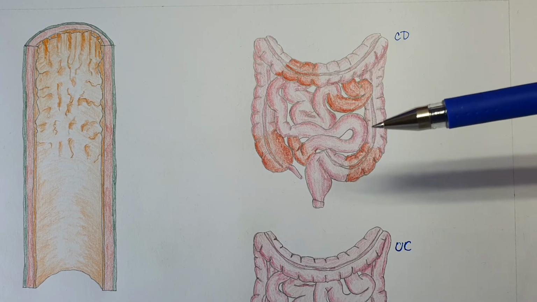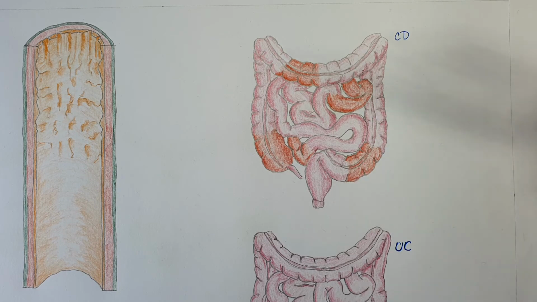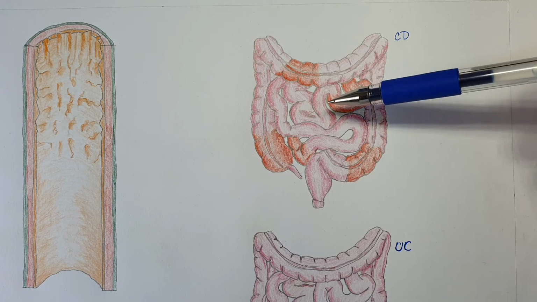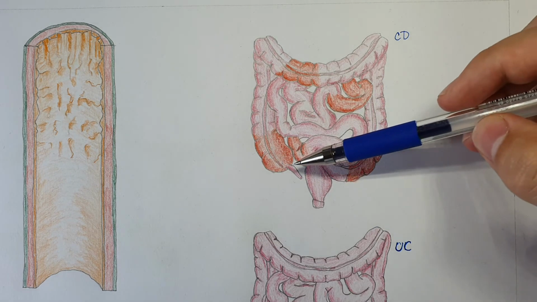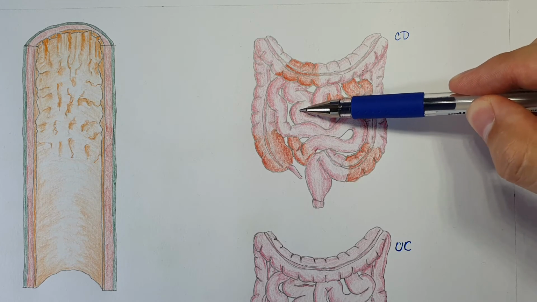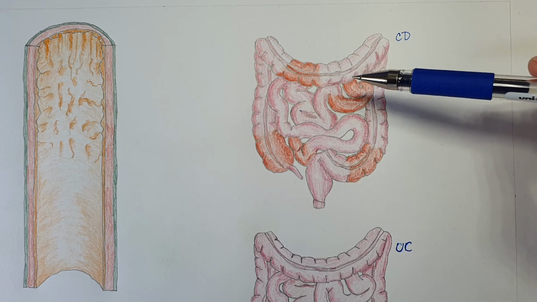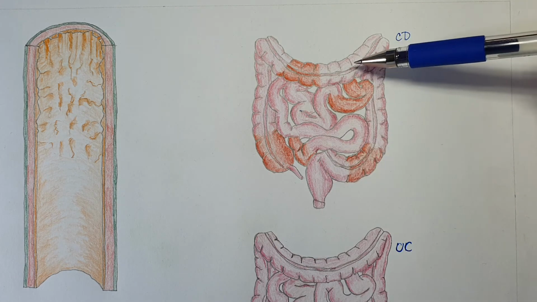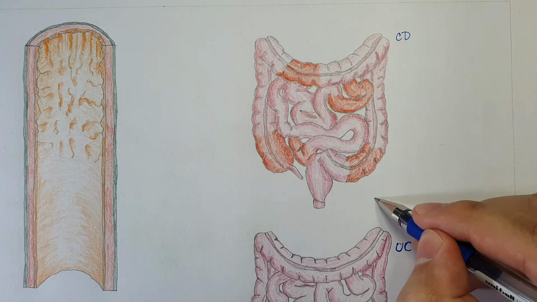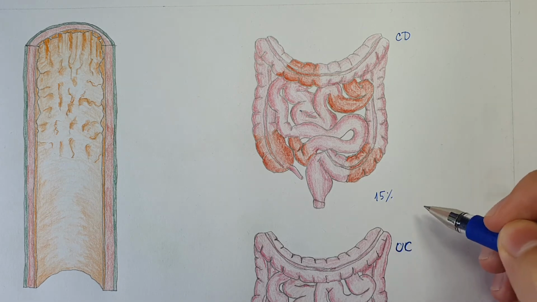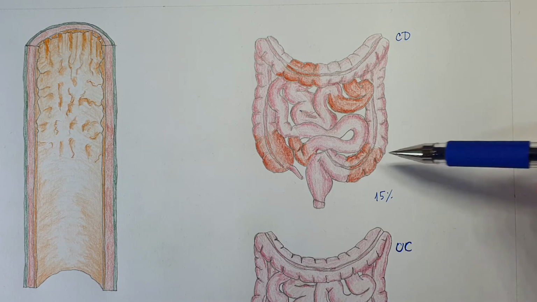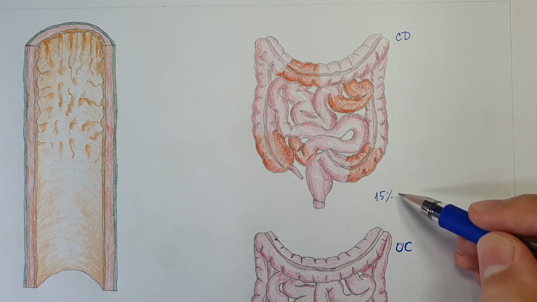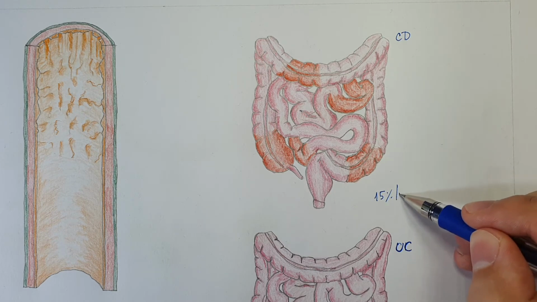In Crohn's disease, in about 30%, the inflammation is present only in the small bowel. In about 30 to 40% of patients, the inflammation is present in both the small and the large bowel. And in 20 to 50%, the inflammation is present only in the colon. In about 15% of patients, it is very hard to determine which of these two it actually is, so it is called indeterminate colitis.